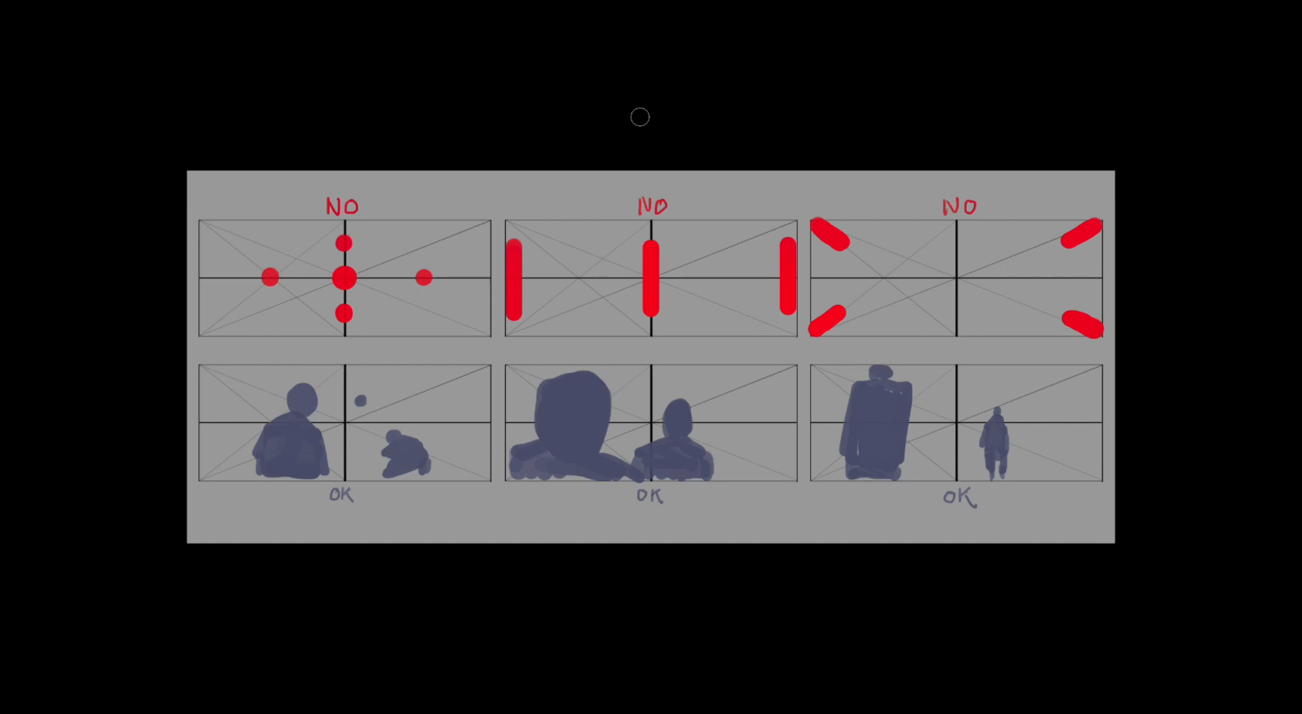So these are do's and don'ts for myself that I keep in mind when I'm creating keyframes, cinematic keyframes. This is mainly for composition and what I try to avoid and what is okay to do.